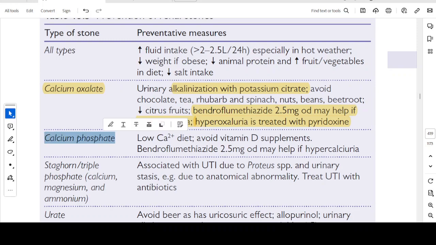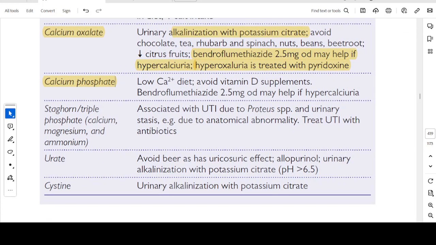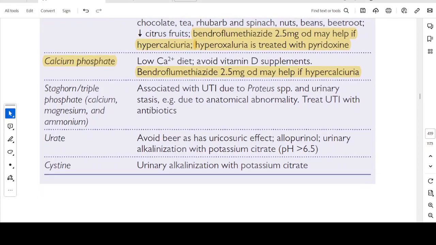Calcium phosphate stones. Low calcium. This is not the triple phosphate stone, which is the staghorn stone. For calcium phosphate stones, a low calcium diet would help. Avoid vitamin D supplements. Bendroflumethiazide 2.5 mg OD may help if hypercalciuria is present. So, even if your diet is high in calcium, or you have circulating high calcium levels, if it is not filtered into the renal tubules, then there will be no calcium phosphate stone. That's why they give bendroflumethiazide to prevent hypercalciuria.